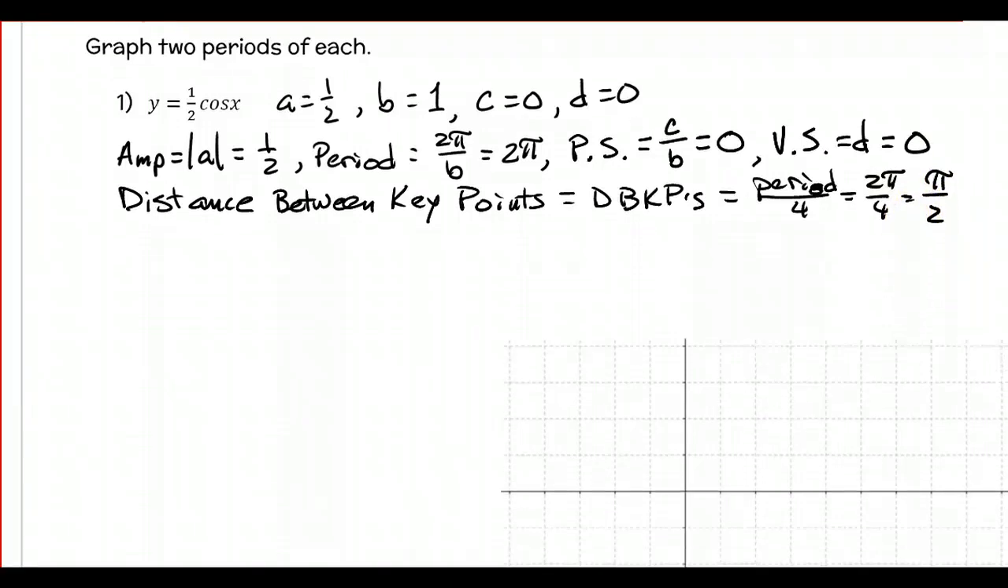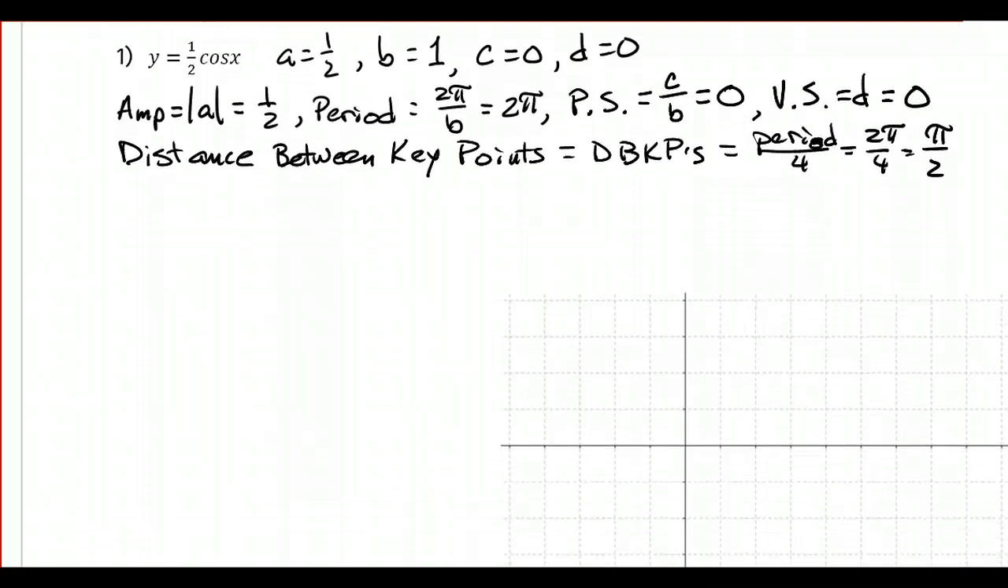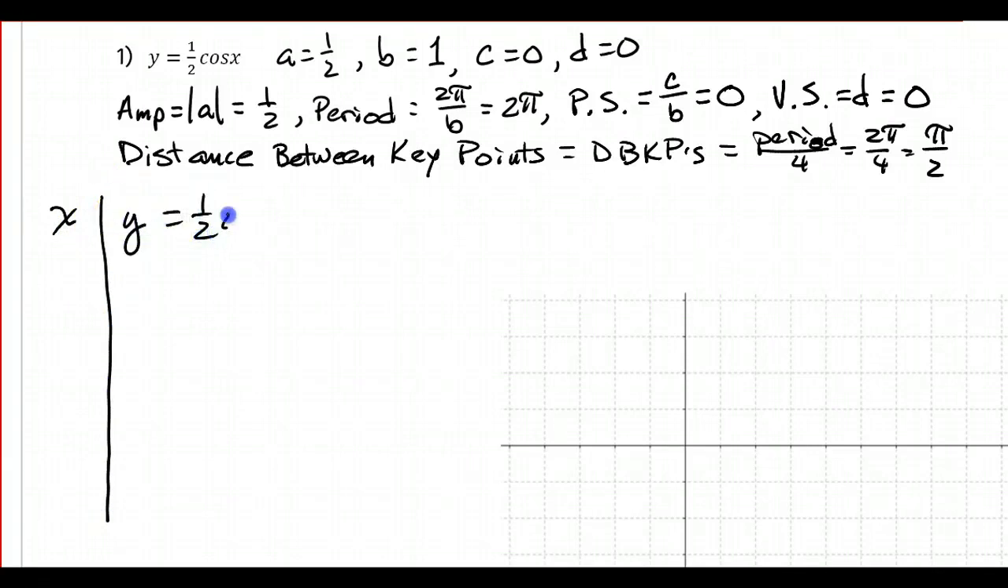So once we have this, we want to make a little chart of a few values. And once you get the hang of the chart, you may only have to finish 2 or 3 values in the chart till you get the hang of it. But we'll go ahead and do all 5 values. So I've got x, and then I've got y equals 1/2 cosine x.